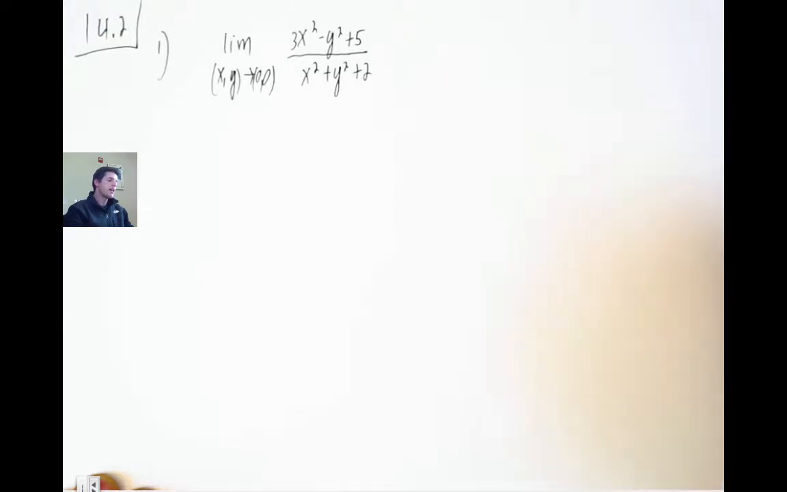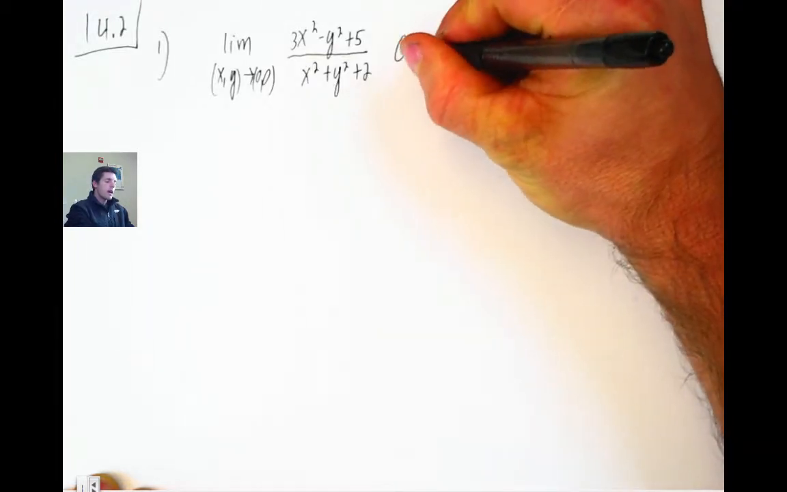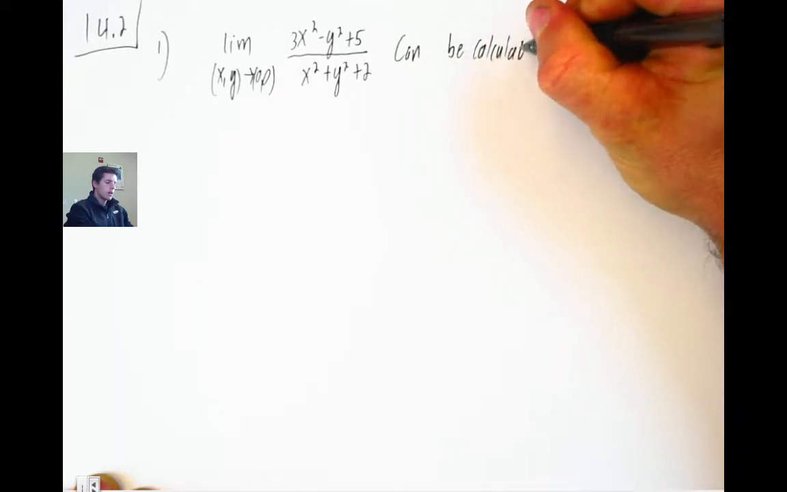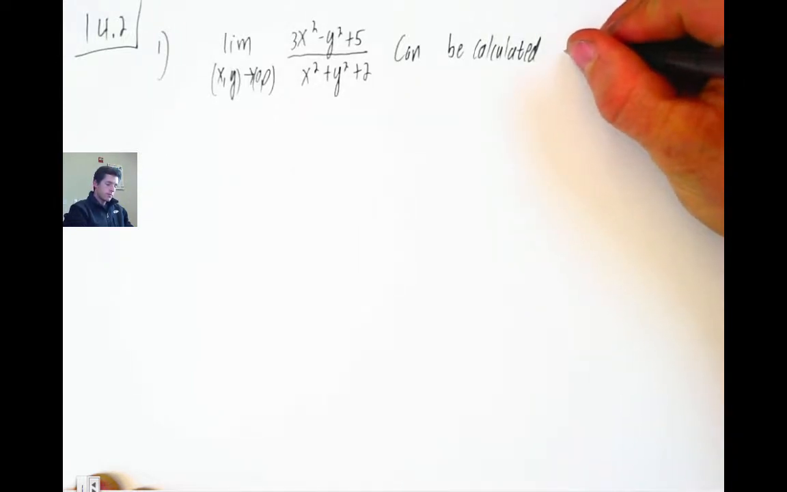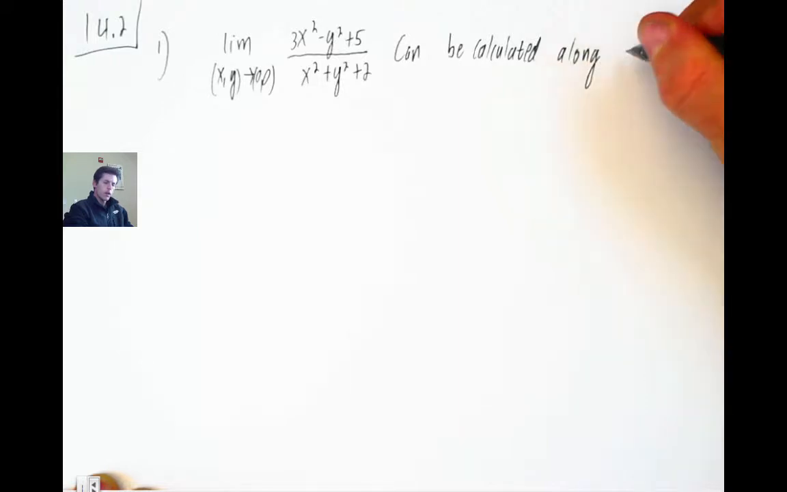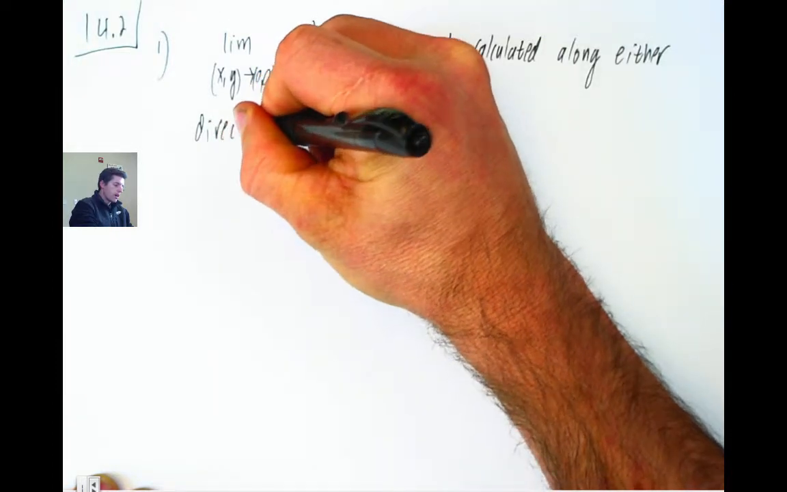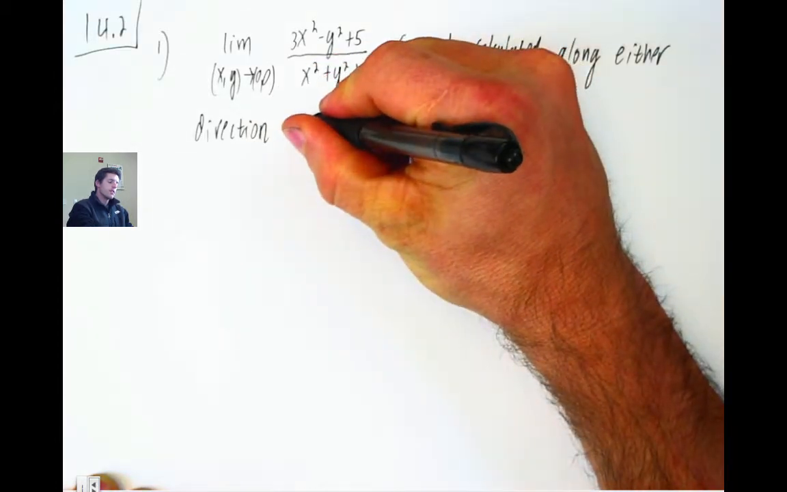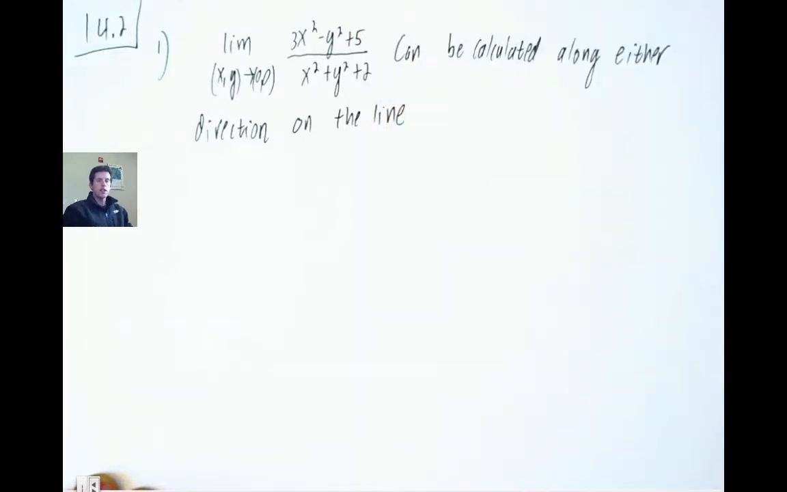The limit as (x, y) goes to (0, 0) of this expression can be calculated. I'm going to choose a direction. And now, I'm not going to choose one direction, I'm going to choose two. Okay, the directions are going to be the directions on the line.